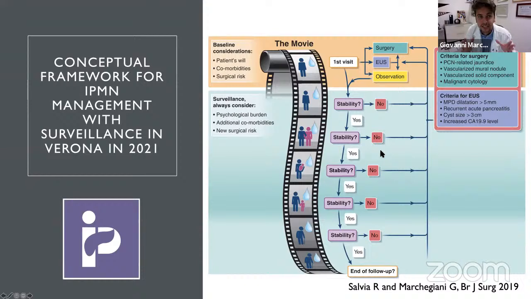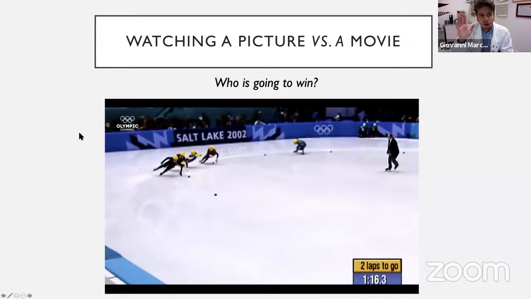It's tough because we always have to reassess every time a different risk for every single patient. And at the end, we have this question: can we end the follow-up at some point? Probably yes, but we need more data to be sure about that. So I'm going to my conclusion, just to underline how important it is watching a movie rather than watching a picture.